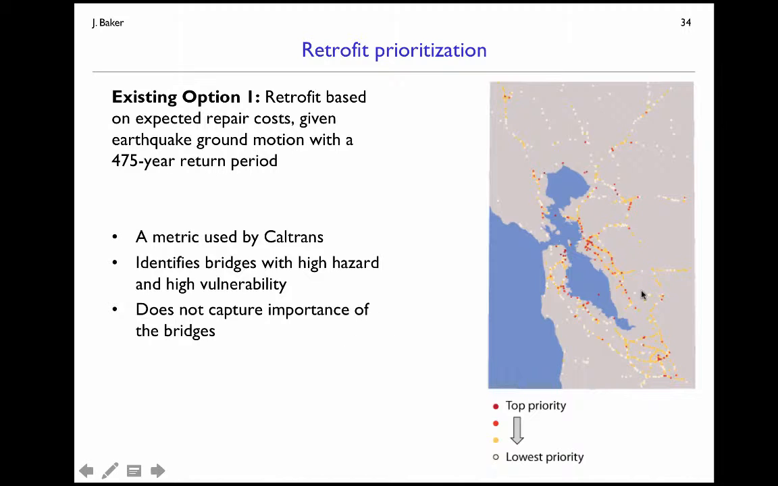And just for some quick comparisons, we have plotted here on the right a score for these bridges based on this type of metric. So the bridges noted in red dots are the highest priority bridges via this metric, so they have the highest expected repair costs under a 475-year ground motion, down to the white bridges being the lowest priority with the lowest expected costs.